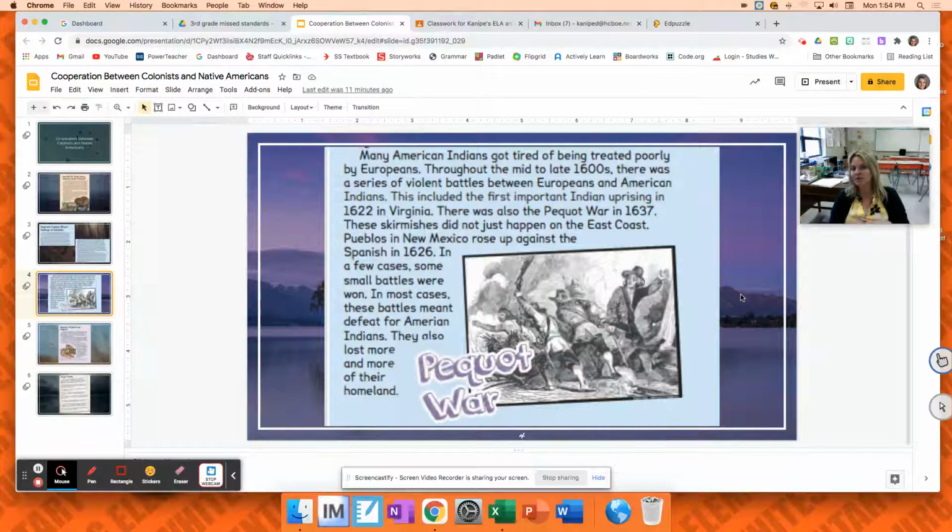And the biggest problem was they didn't have the same ammunition and weapons that the settlers did. They couldn't fight with their bone and wooden and stone weapons against these powerful weapons that the settlers came over with, their guns and their ammunition that went along with it.